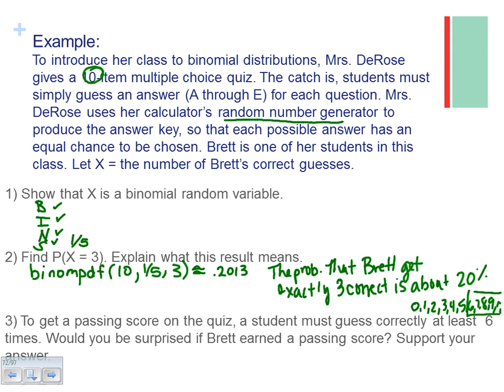So here, if I want to find a passing score, using my complement rule, I do 1 minus the binomial accumulating CDF. The number of times is 10. The probability of success is 1/5. And I'm going to do it for 5 or lower. And then subtract that probability from the 1 to get 6 or more. Alright, so I got a 0.64% chance that they would pass.